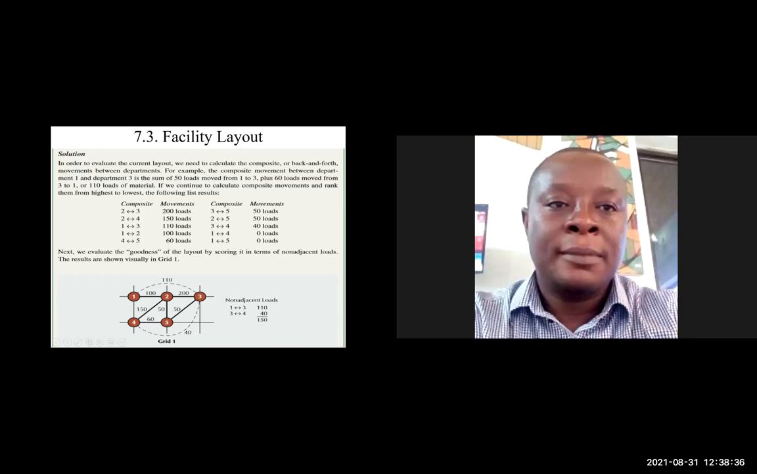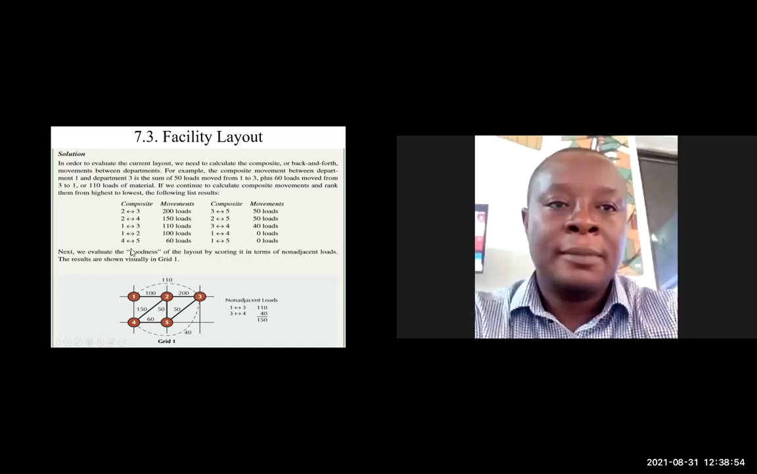If it's the same value, 50-50, it doesn't matter which one comes first. 3 and 5 can come, or 2 and 5 can come first. The load is the same, so don't worry. Don't bother your head about which one comes first in terms of the ranking. Then you do your ranking as we have done here.